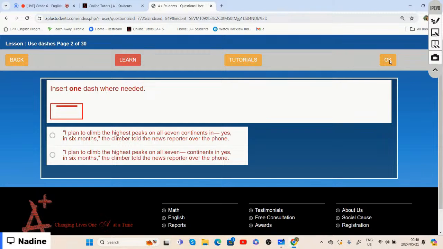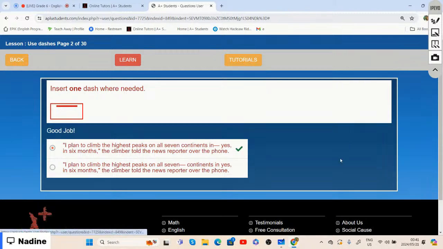All right, so if we choose the correct one, remember we said that when there's a quotation or quoted sentence, the dash usually shows some form of interruption. Which means that we will go with option one, which says that I plan to climb the highest peaks on all 7 continents in, yes, in 6 months. So it's like basically pausing and correcting, interrupting and saying in the 6 months you'll be climbing the 7 continents. So we'll choose option one.